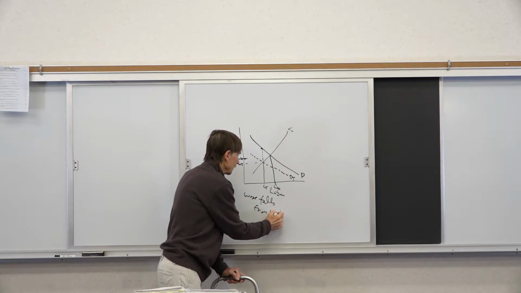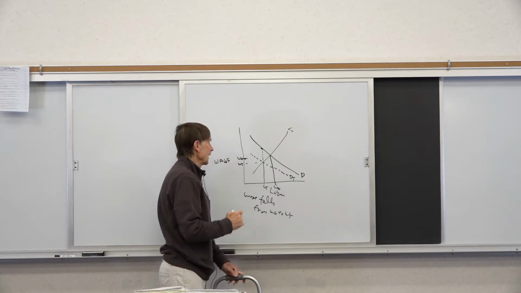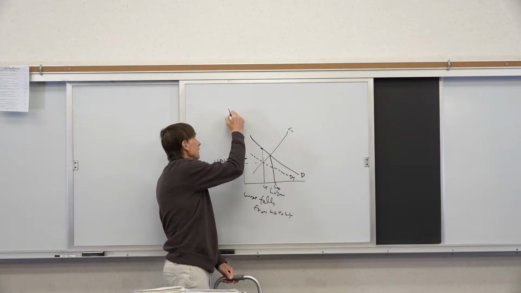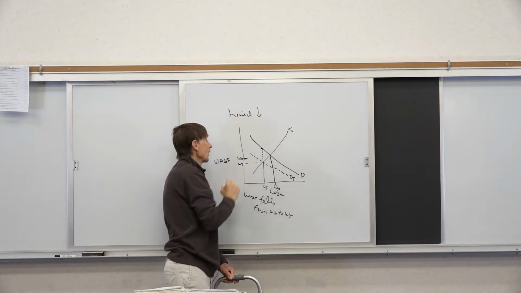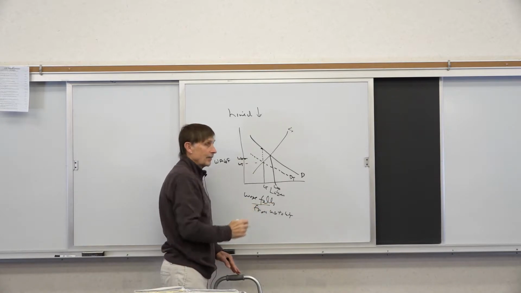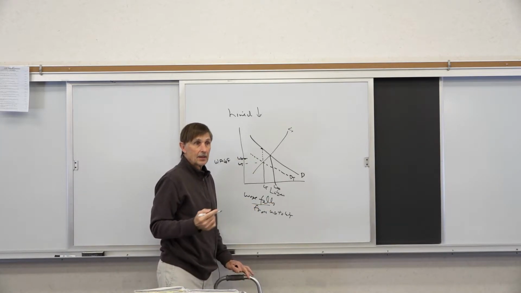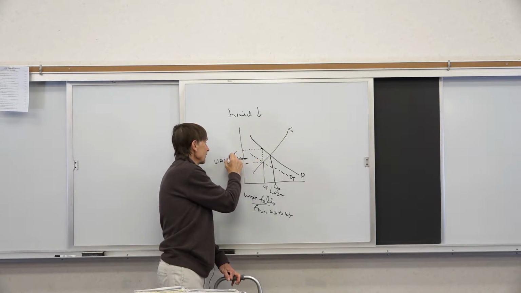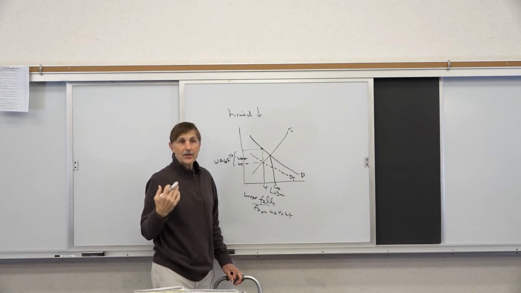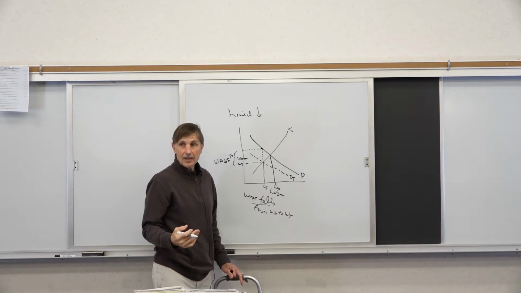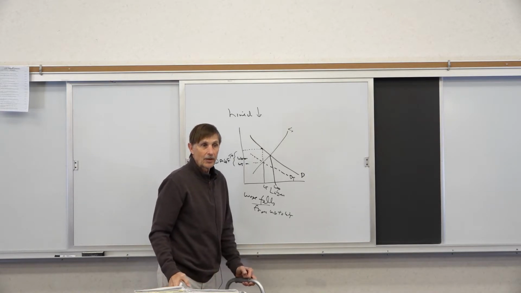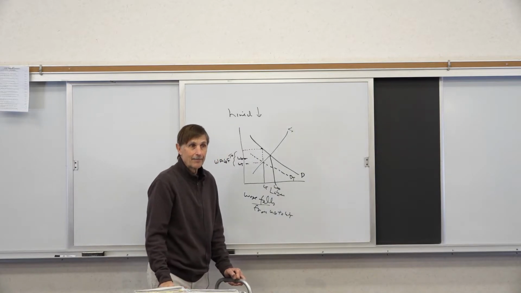from WE to WT, and notice that we've got a reduction in the amount of labor hired, right? The amount hired goes down, and the wage falls, but it doesn't fall by the amount of the tax, right? That distance here, right, is the amount of the tax. So the wage is going to fall, but it's not going to fall by the amount of the tax. So part of the tax is going to be felt by the employer, and part of the tax is going to be felt by the employee.